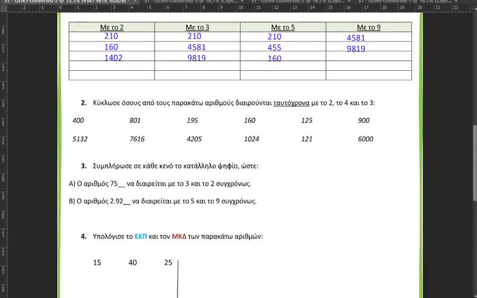Now we want to circle the numbers that are divisible by 2, 4, and 3, all at once. So they need to be divisible by all of them at once. This is not divisible by 3, so no. This is not divisible by 2, so no. This is also not divisible by 2, so no. This is not divisible by 3. This is not divisible by 2. Not divisible by, oh.